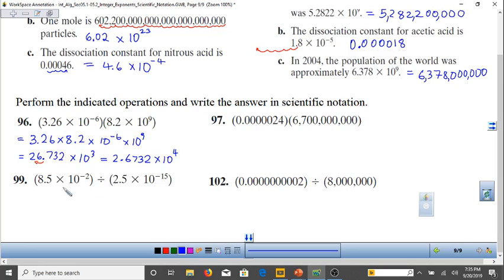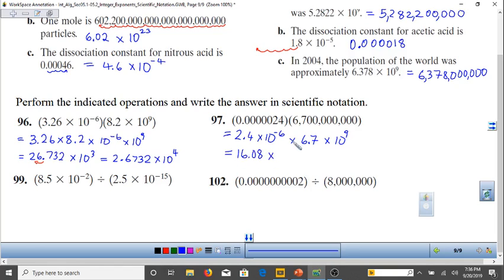Let's try number 97. I'm going to rewrite this as 2.4 times 10 to the negative 6. And I'm multiplying by 6.7 times 10 to the 9. So now I multiply 2.4 by 6.7, sorry. 2.4 times 6.7 gives me 16.08.